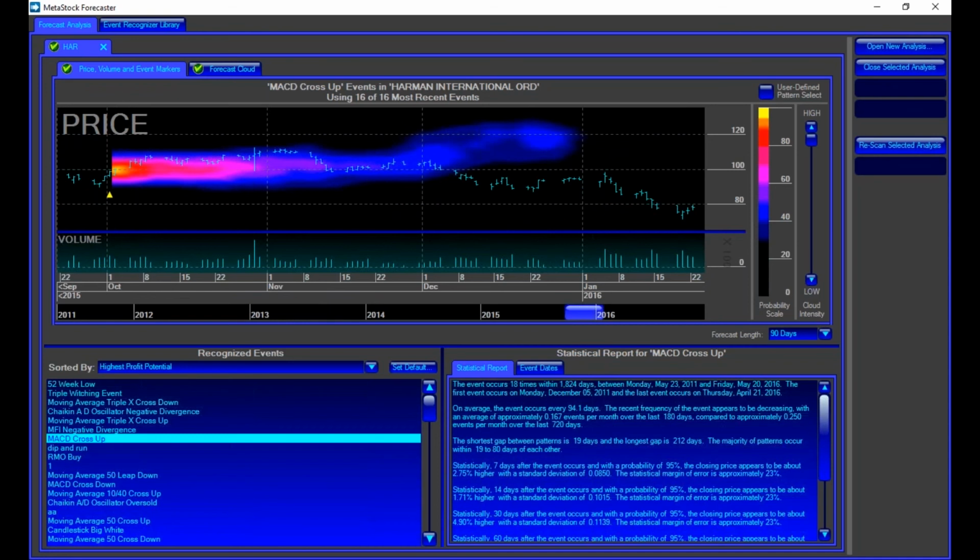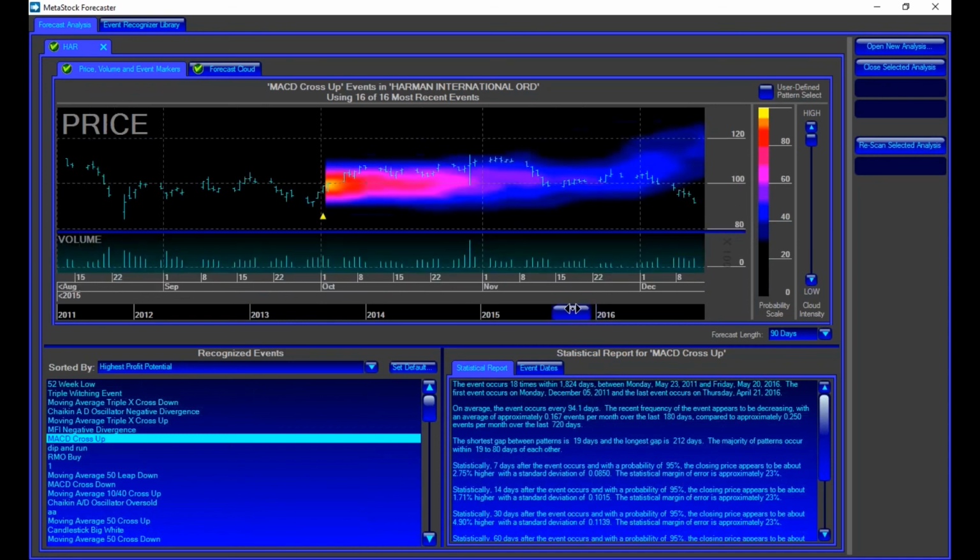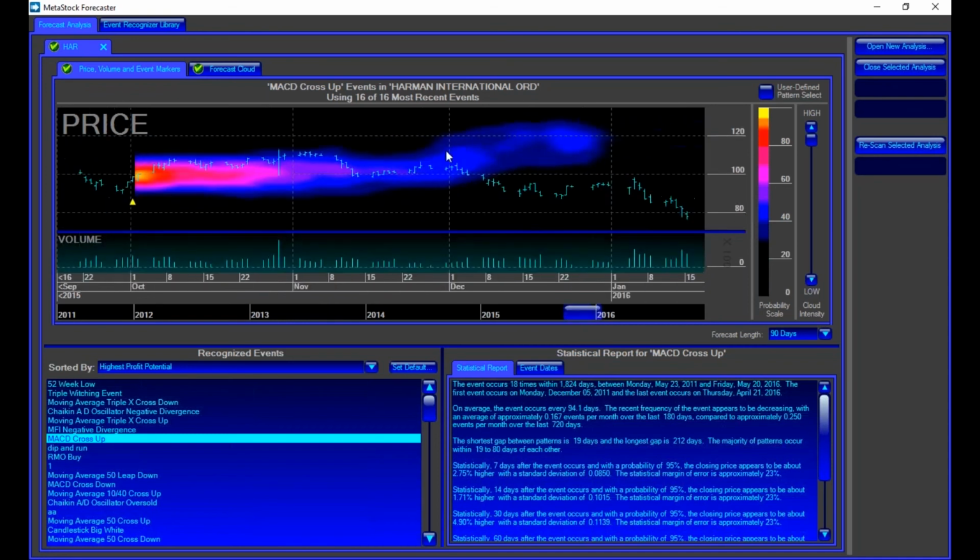This is similar to the cloud that we're looking at right now. See, we actually broke out of this range.